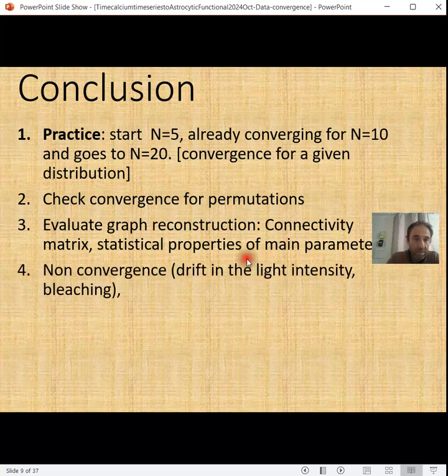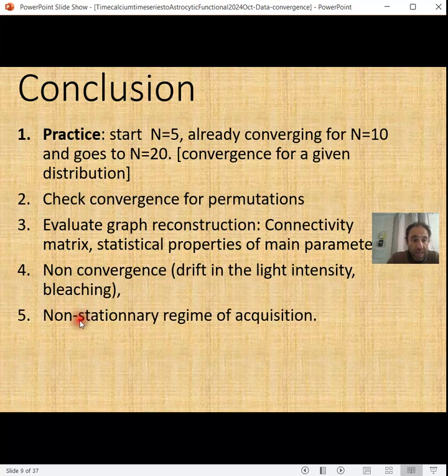main parameters. It can happen that there is no convergence, such as when there is a drift for all parameters, due, for example, to bleaching. It could also happen, we haven't seen that yet, that you are in a non-stationary regime of acquisition. So here, in the case of spontaneous activities, this was not the case that we had.